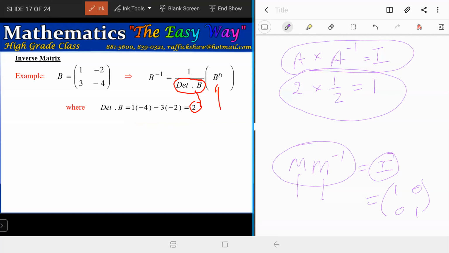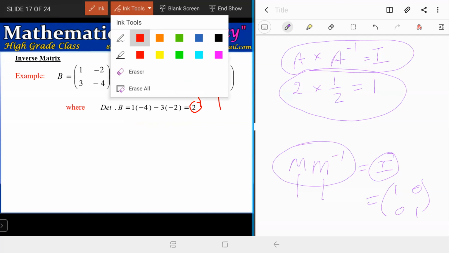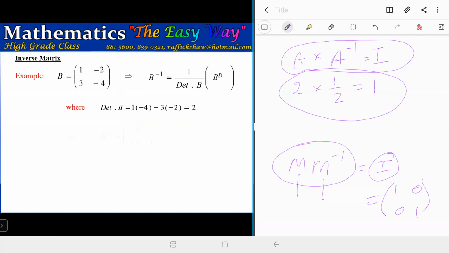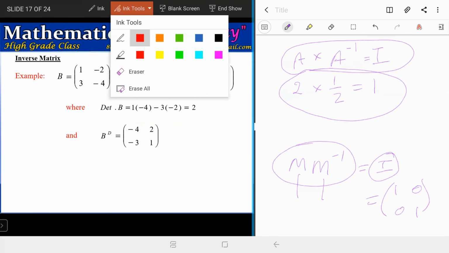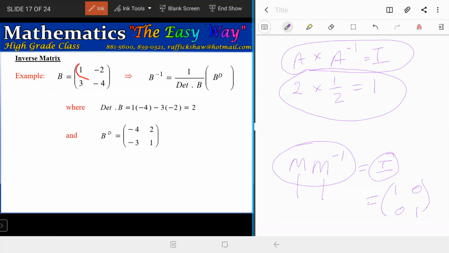So next thing we need to do now is the adjoint matrix. All right, so let's look at how to do the adjoint now. How did we get the adjoint again? Let's look at it again. We interchange these two. Interchange them to get this.